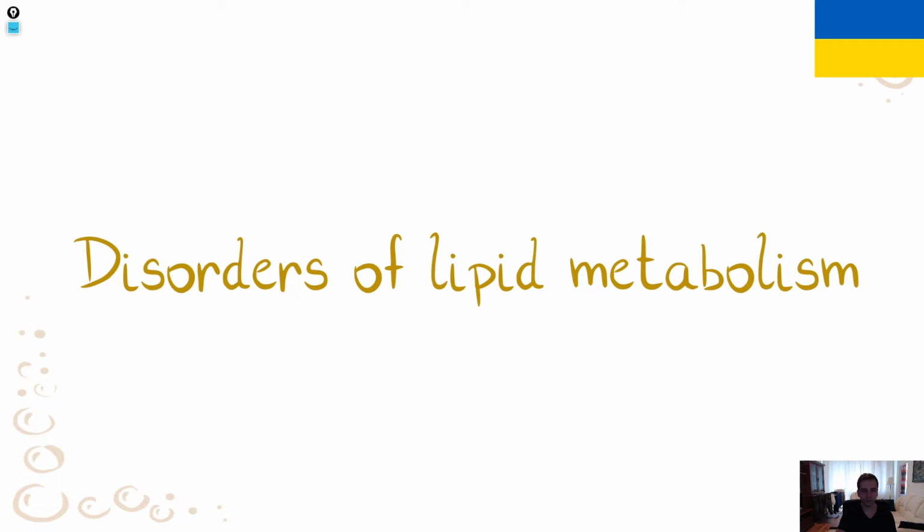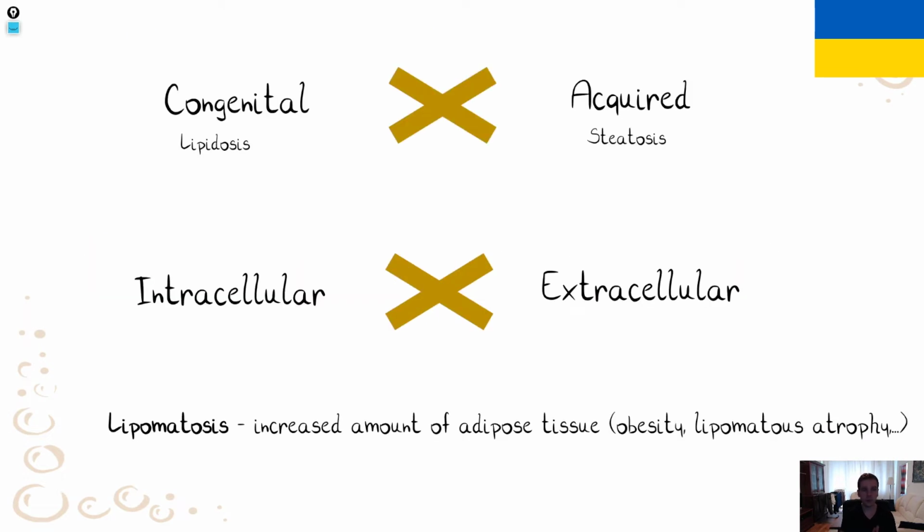Lipids. Don't be confused with terminology. The congenital error of lipid metabolism is called lipidosis. The acquired insult leading to storage of the fat is called steatosis. Again, the storage of the lipids can be intracellular and extracellular. In case of lipids, we will describe both because they are often combined.